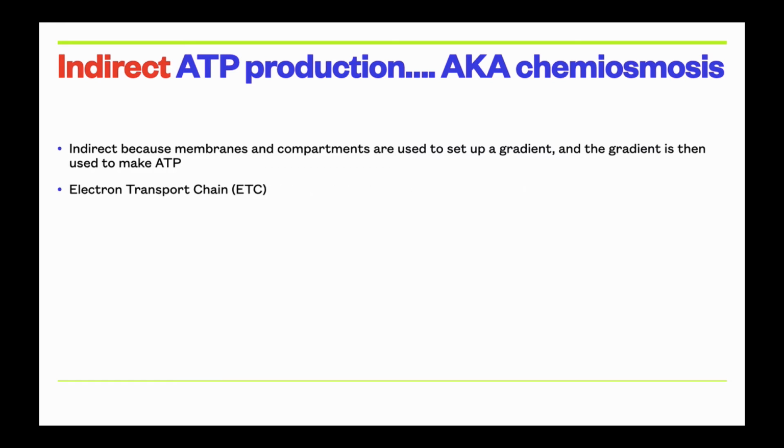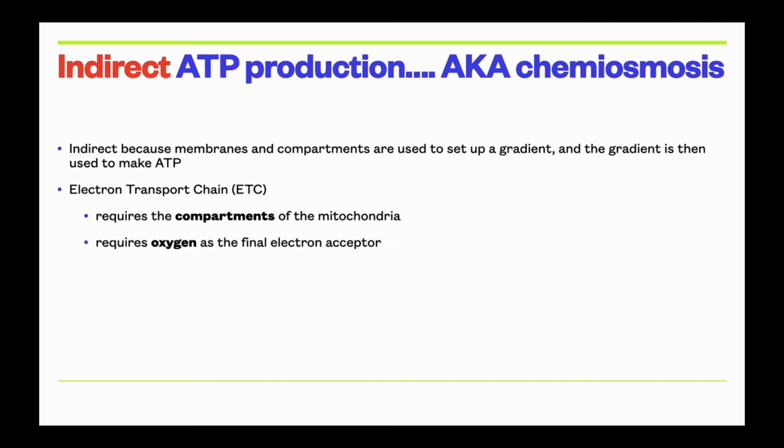Now, we called this gradient energy system the electron transport chain. And if you remember, it's embedded in the membrane that separates the inner and outer parts of mitochondria. These compartments are absolutely required. If they're punctured or torn or ripped, the gradient disappears because diffusion just equalizes everything. They also require oxygen, and oxygen is going to be accepting electrons from the chain and becoming reduced, changing into water.